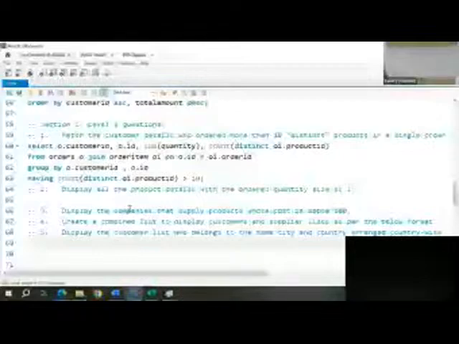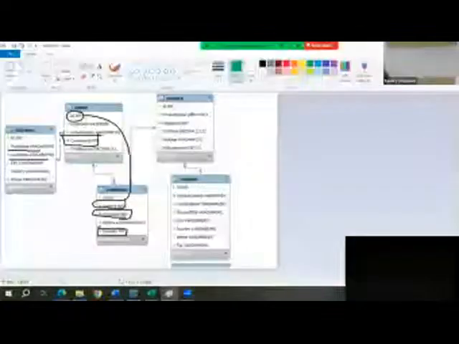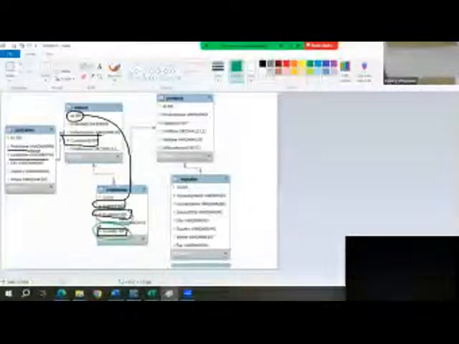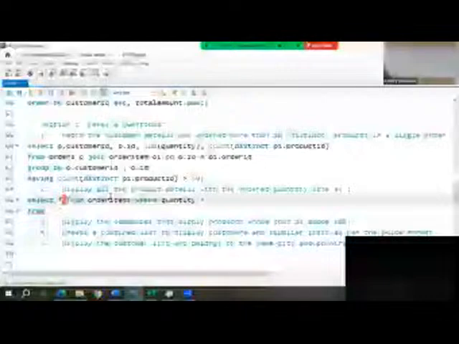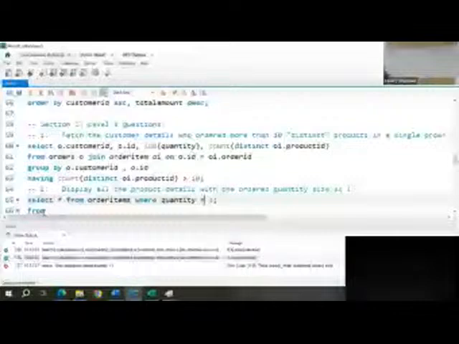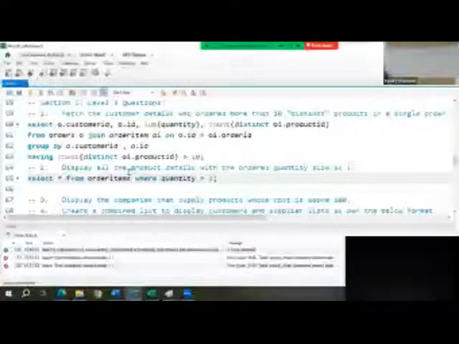Okay, fine. So it's just a simple join only. Select all from, okay, so it is product details with ordered quantity size. So there is no need for even a join here. So just display items where quantity is equal to 1. That's all, right? Order item, sorry. So these are all the products that are ordered just once.